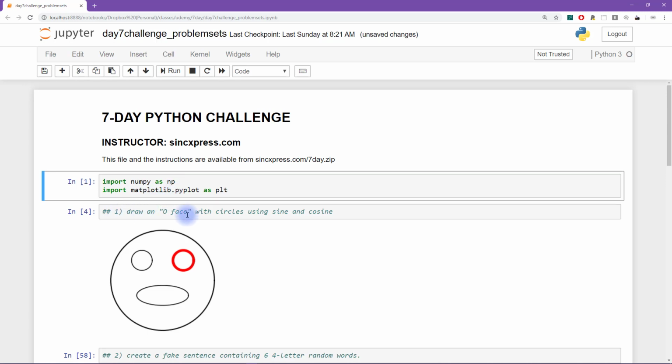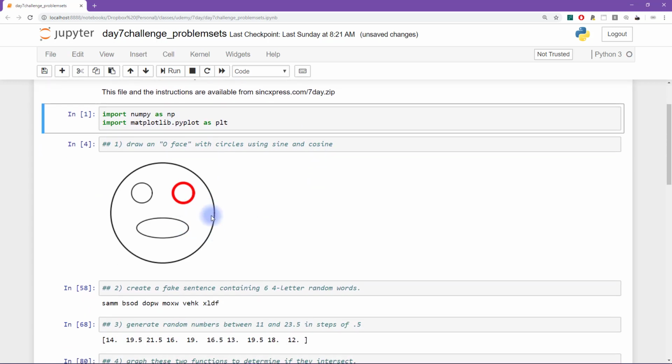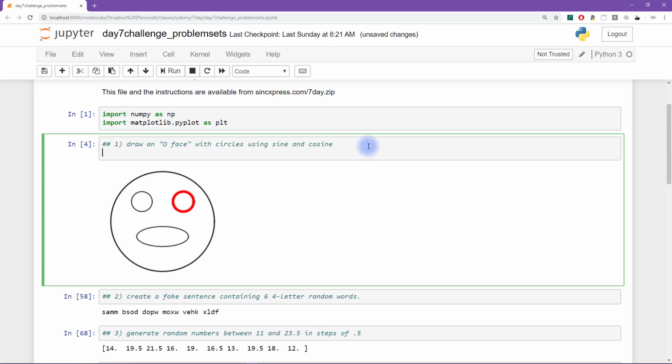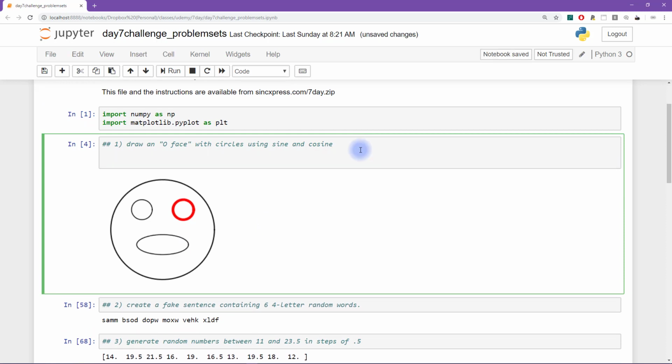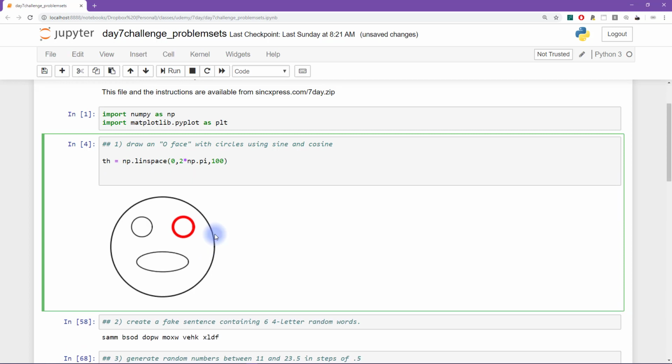So challenge number 1 was to draw basically just this face. What I'm going to do is begin by defining the angles that I'm going to use. I'm going to define angles that go from 0 through pi and all the way up to 2 pi. I'll call that variable th for theta. That's going to be numpy linearly spaced numbers between 0 and 2 times pi, and let's go for 100 steps.